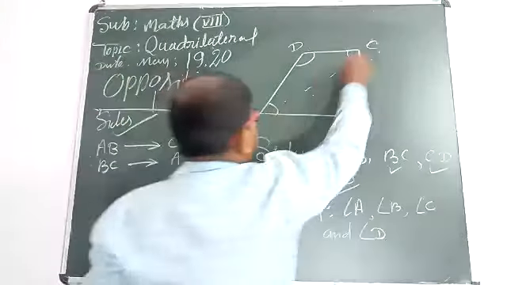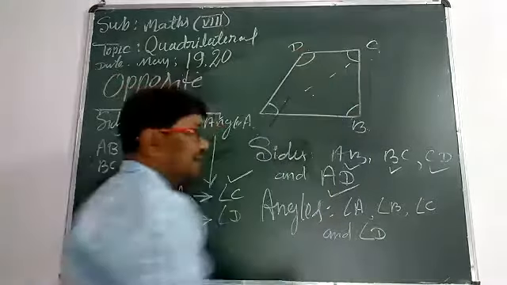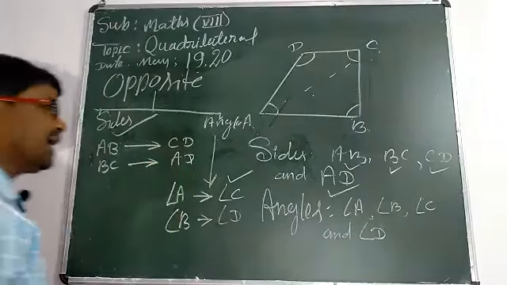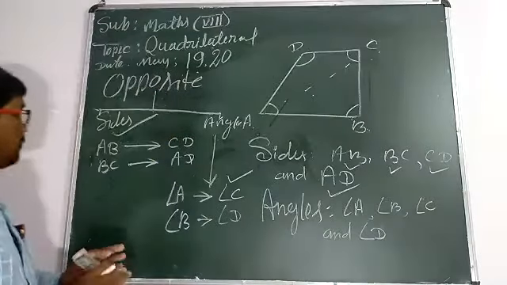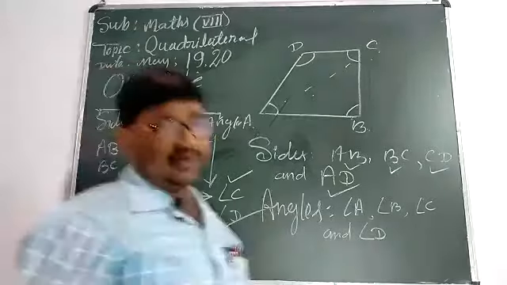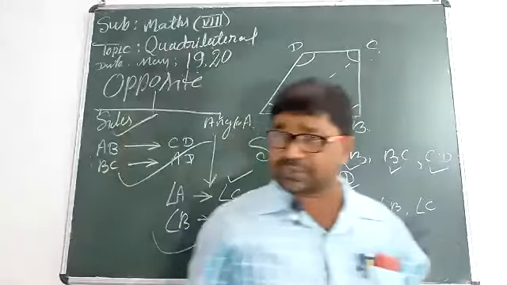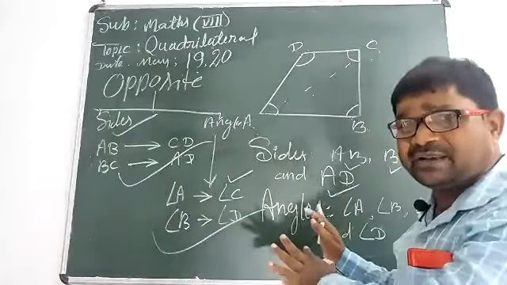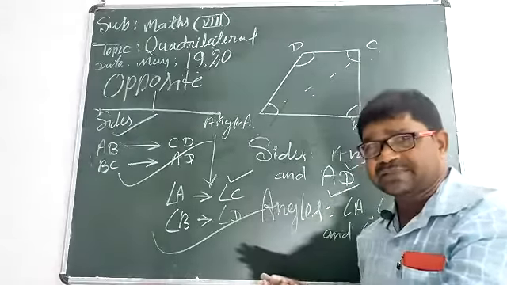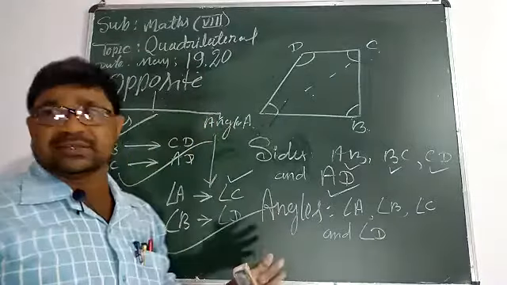Angle A and angle C are opposite to each other. Angle B and angle D are opposite to each other. They are called opposite angles. Opposite sides, opposite angles: a pair of opposite sides, a pair of opposite angles. Understood, student? In a quadrilateral, there are 4 sides and 4 interior angles, with opposite sides and opposite angles.